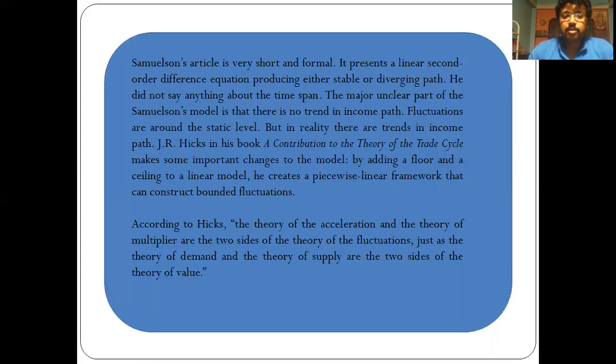According to Hicks, the theory of acceleration and the theory of multiplier are the two sides of the theory of fluctuation, just as the theory of demand and the theory of supply are the two sides of the theory of value. In the same way, the theory of acceleration and the theory of multiplier are the two sides of the theory of fluctuations. This is Hicks's understanding.